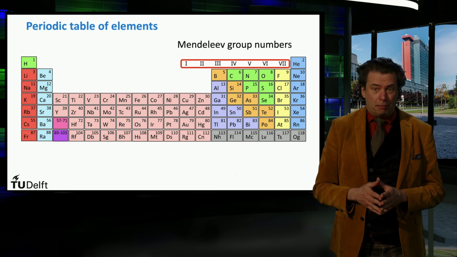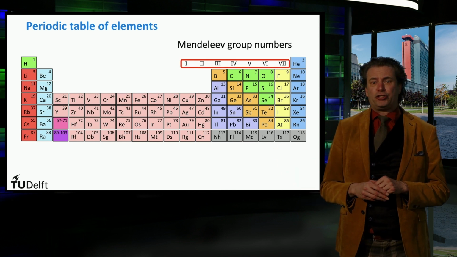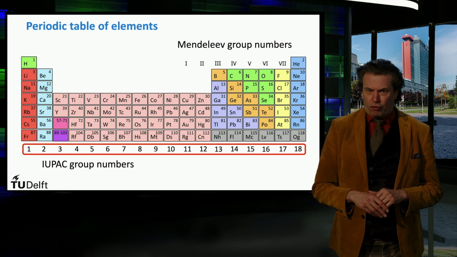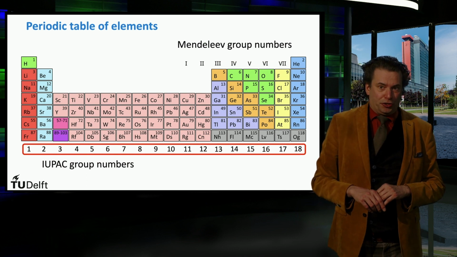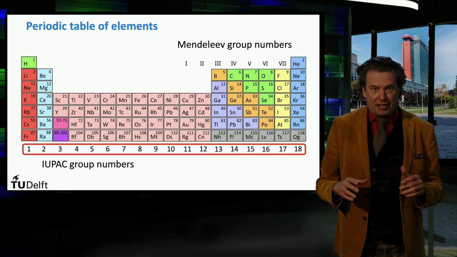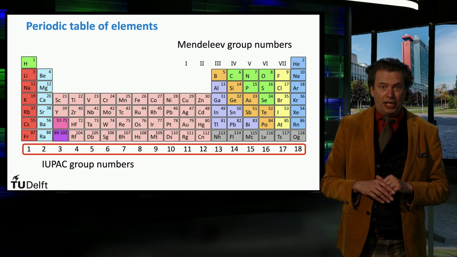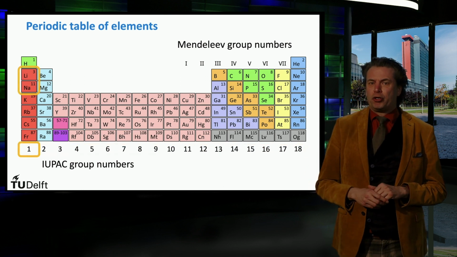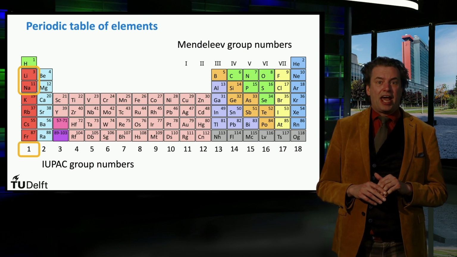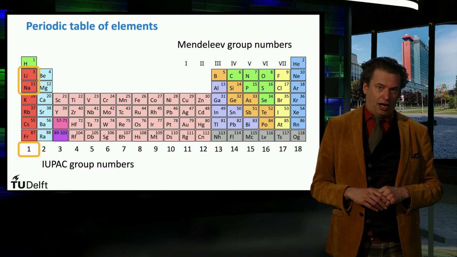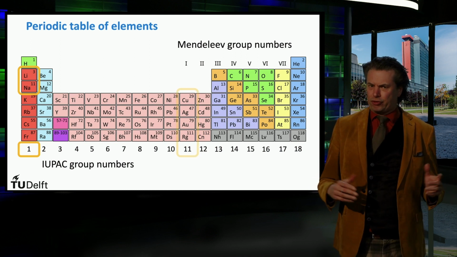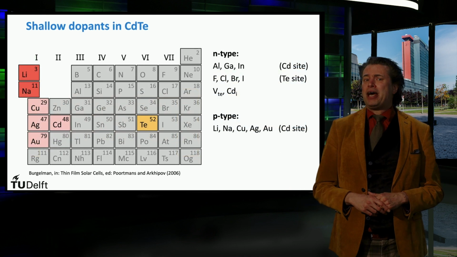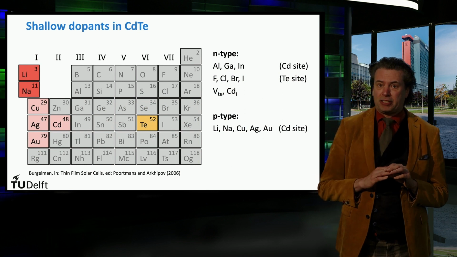Within this field, the Mendeleev grouping of the periodic table is used, indicated with the Roman numerals. The numbering convention by the International Union of Pure and Applied Chemistry, abbreviated IUPAC, goes from 1 to 18. Both lithium and sodium are in group 1 in the IUPAC numbering convention, which are the alkali metals, but have the same valence electron configuration as elements in group 11. This is why lithium and sodium can be used for P-type doping of cadmium telluride.